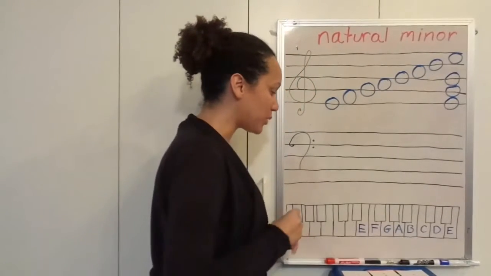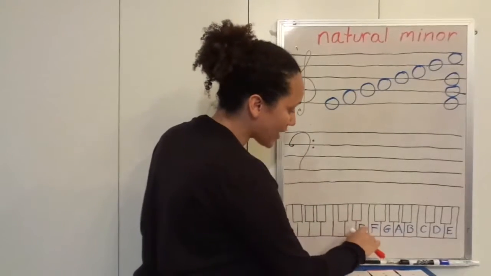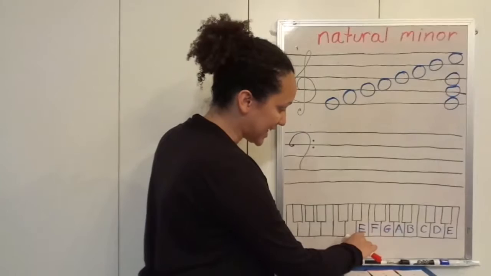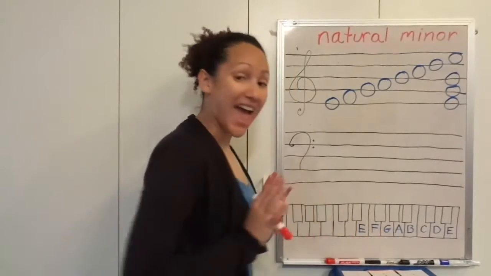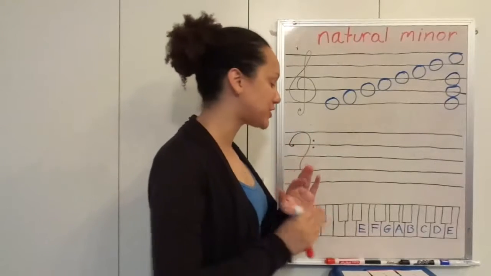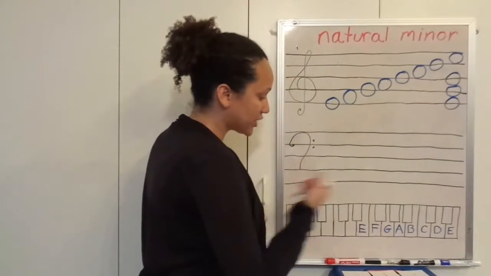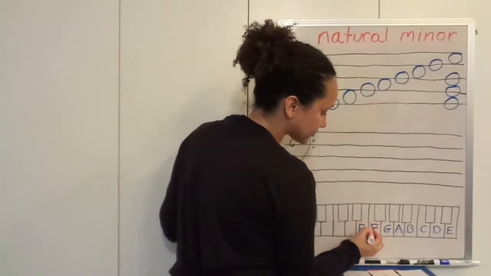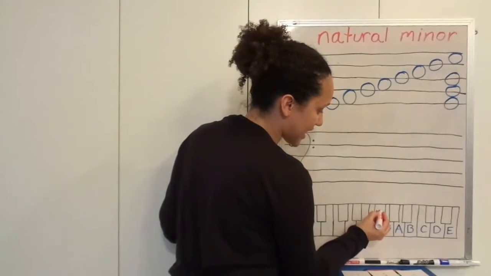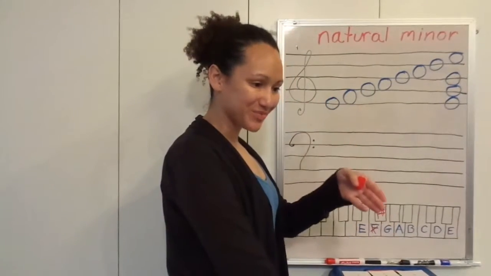Now remember, what we want is whole step, half step. Now, right off the bat, we have a problem. E to F is a half step. That's not the minor scale. We want whole step, half step, not half step, whole step. So we're going to change F, and we're going to use instead F sharp. So we're going to raise F to be F sharp.